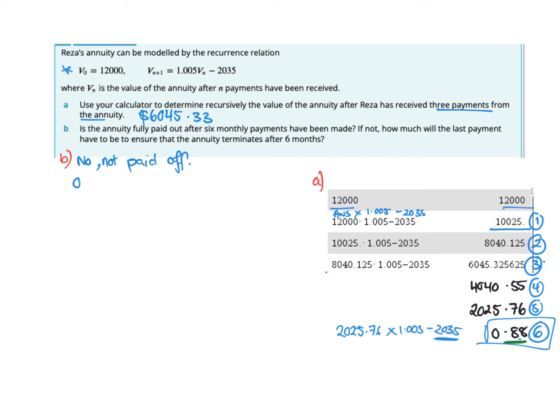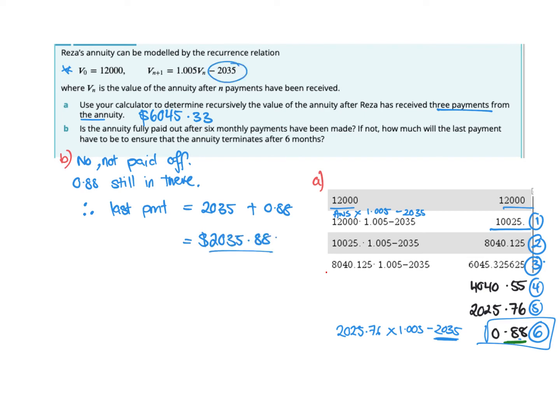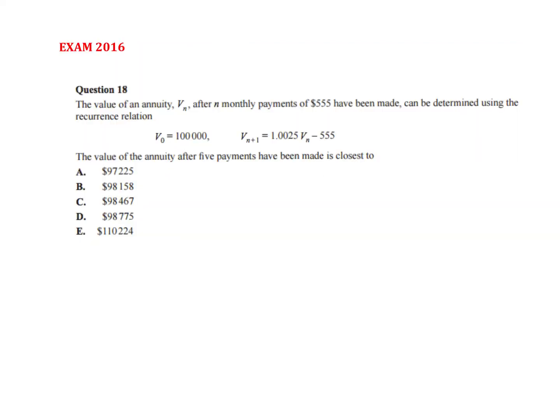There's 88 cents still in there. So therefore, the last payment will equal the 2,035 plus the 88 cents. So we're going to say the last payment will be 2,035.88.